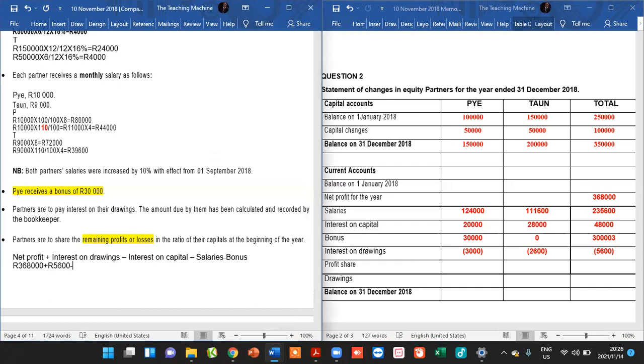So you need to minus the interest on capital, which is 48,000, and then minus the salaries, 235,600, minus 30,000 for the bonus. So let us calculate, students. 368,000 plus 5,600, minus 48,000, minus 235,600, minus 30,000. I get an amount of 60,000. I'm not sure if that's the correct amount, but I get 60,000.